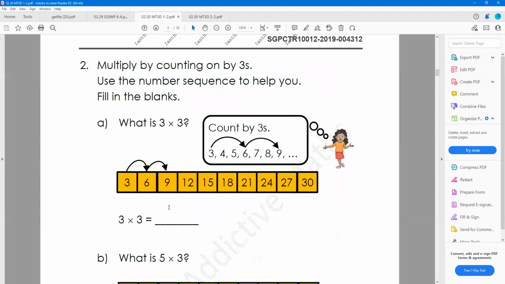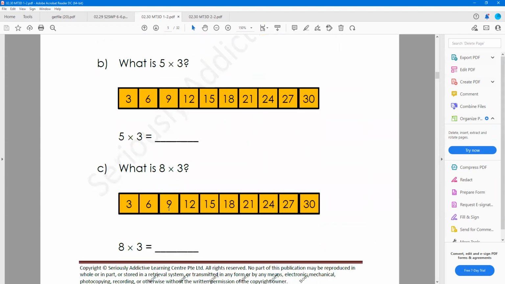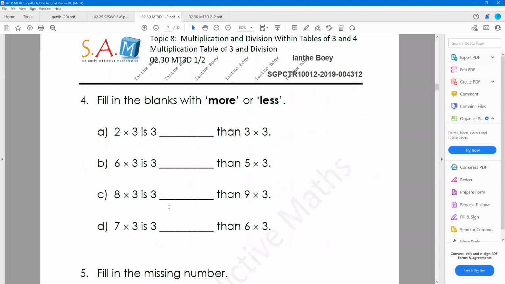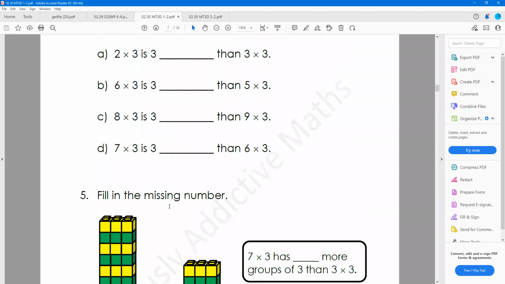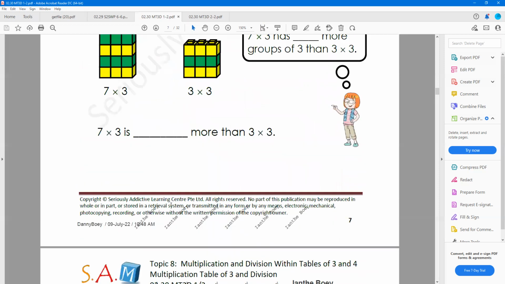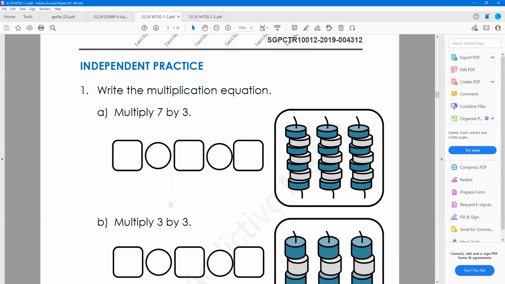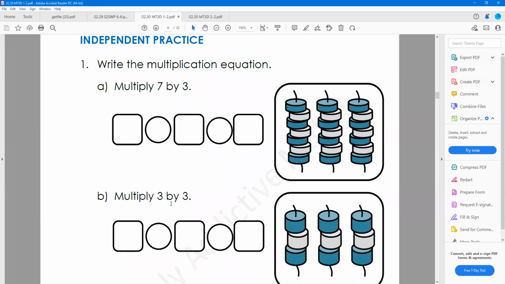So get them to do all these questions under guided practice, and make sure that they do all the questions. That will take a while. After that, you can pick a few questions for them to do. I think the first 2 questions are important. This is to reinforce their understanding of writing equations.